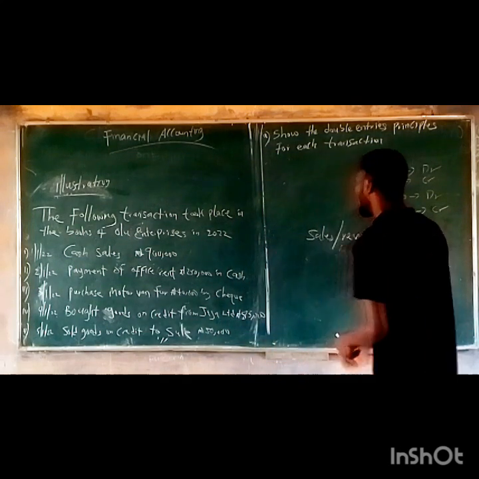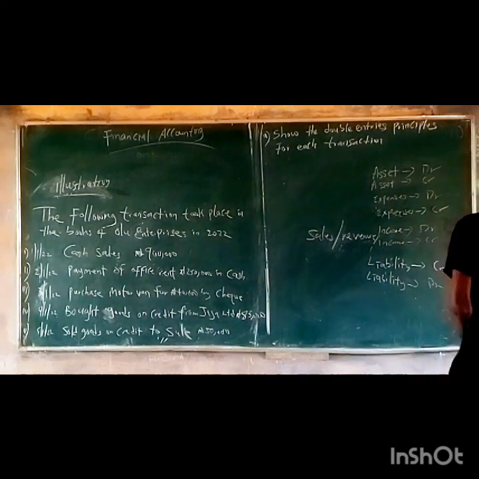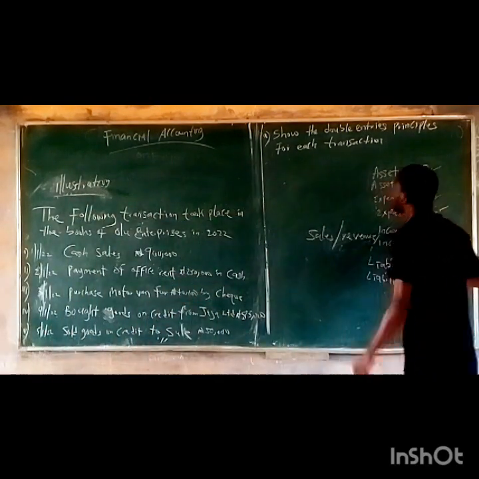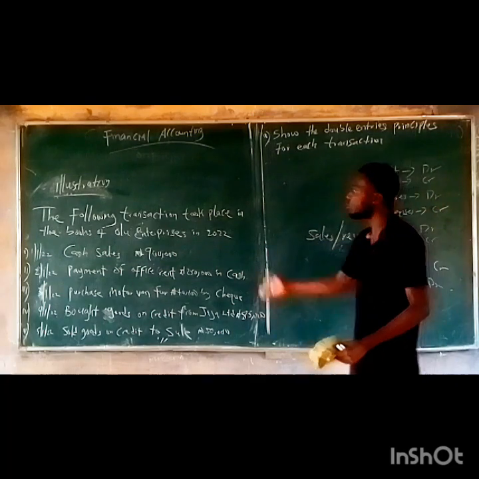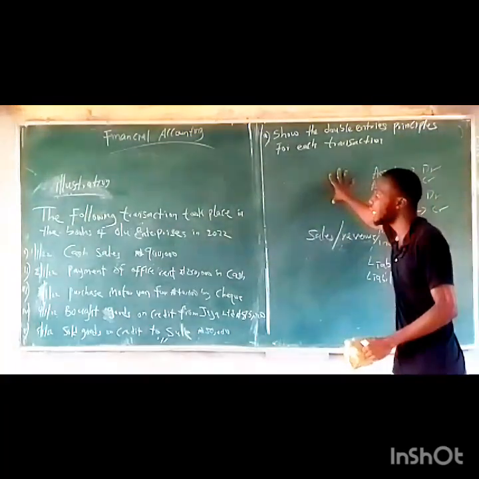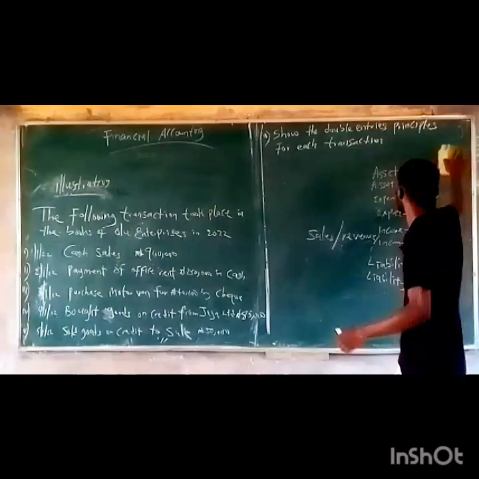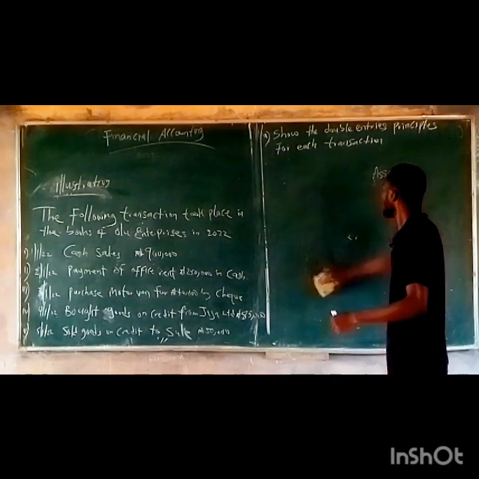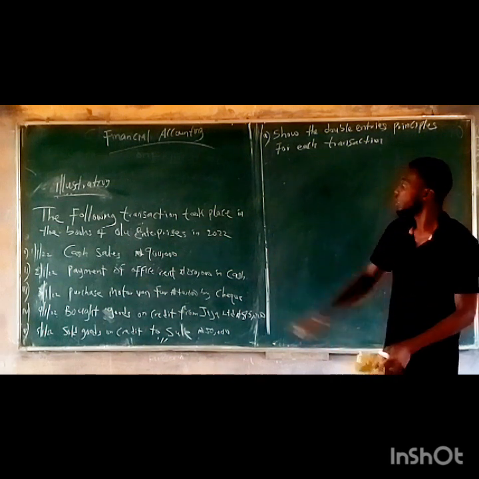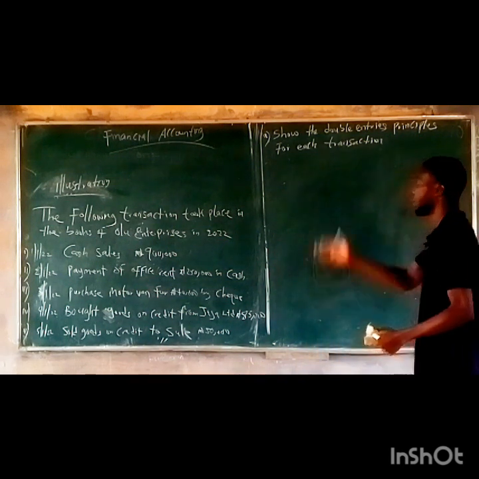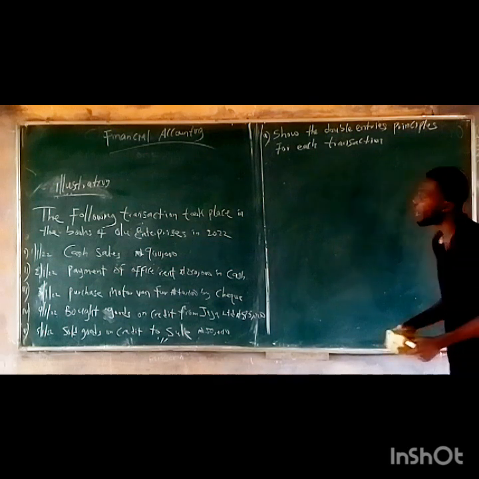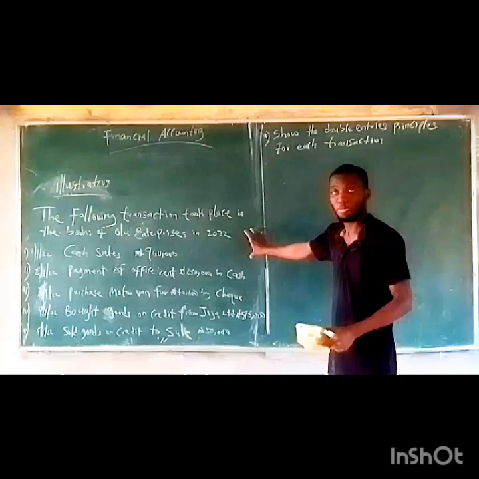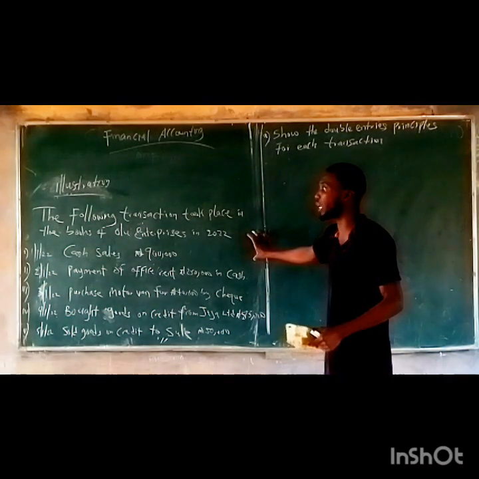Looking at the next question, what you are asked to do is to show the double entry principles for each transaction. So these are the transactions made by a company. These are the transactions taking place in a particular enterprise, Olu Enterprise, and these have been recorded in a book.